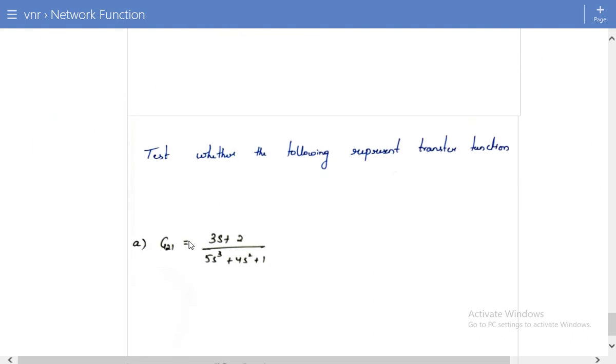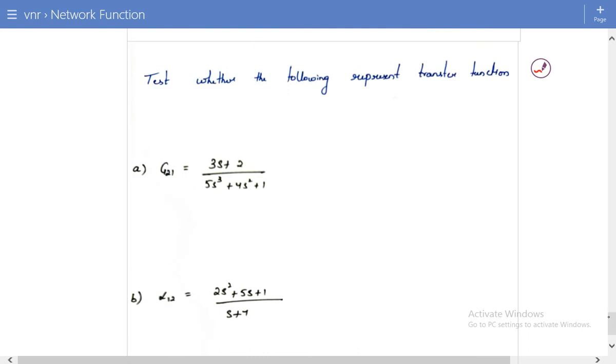Right. So he had given some transfer functions and they were asking whether these represent a proper transfer function or not. In the first function, they have given 3s plus 2 divided by 5s cube plus 4s square plus 1. By looking at the function itself we can say that in the denominator the s power 1 term is missing, right? So it is not a proper transfer function.